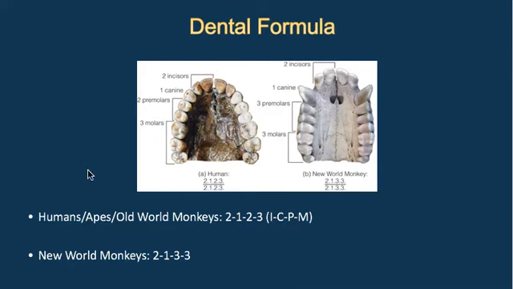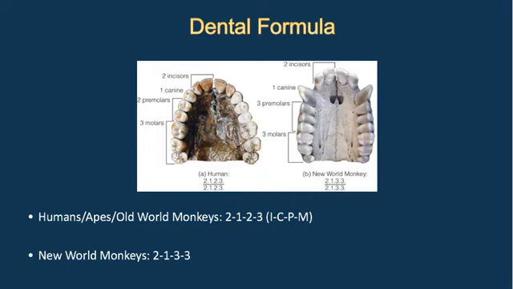We're dividing the mouth into 4 sections, into quadrants, and we're counting the number of each type of teeth per quadrant. So 2, 1, 2, 3, meaning 2 incisors, 1 canine, 2 premolars, and 3 molars. So ICPM is the order of the type of teeth: incisor, canine, premolar, molar. So that is the dental formula for Old World monkeys, for apes and humans.